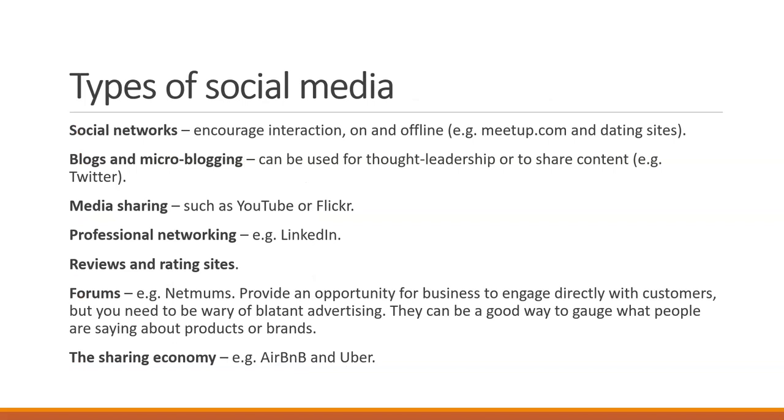When we talk about types of social media, we have social networks. Of course, these are the ones that we think of the most when we think of social media: Facebook, Instagram, Snapchat, Twitter, TikTok. Blogs and microblogging, however, can also be used. Microblogging is Twitter, where we do short messaging. We have a specific amount of content that we can use.